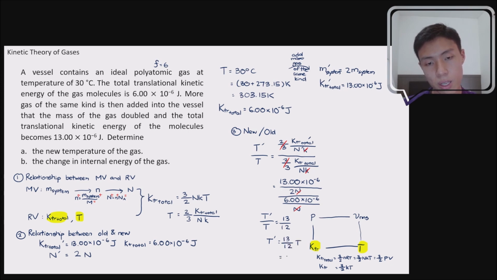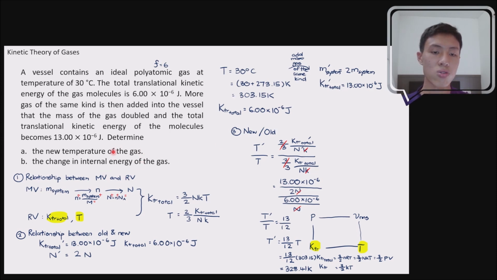So if you know the temperature T old is the previous temperature, which is 30 degrees Celsius, 303.15 kelvin, you are able to find the new temperature, and the new temperature should be 328.41. So this is how you obtain the new temperature of the gas.